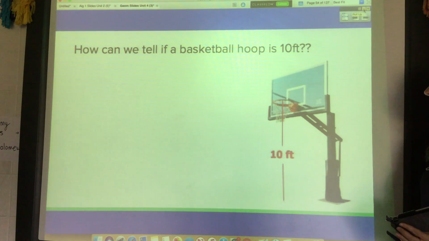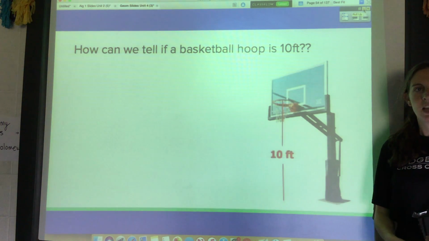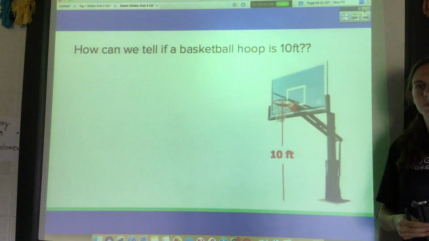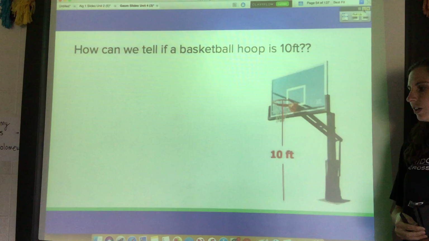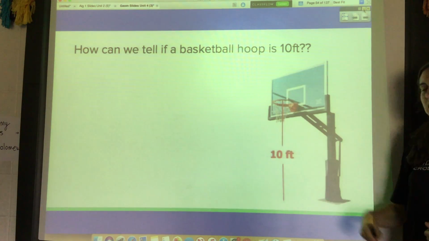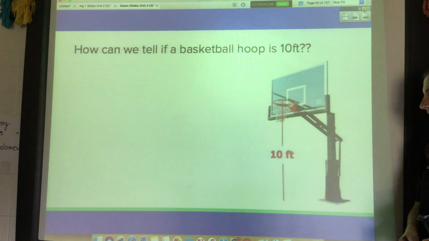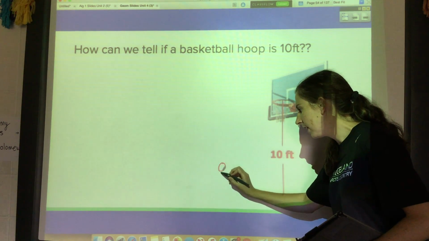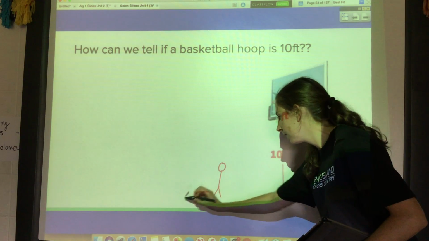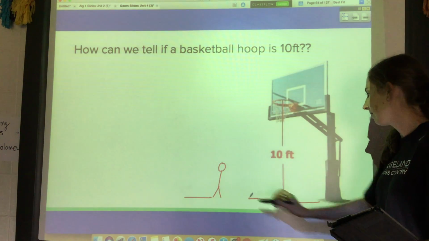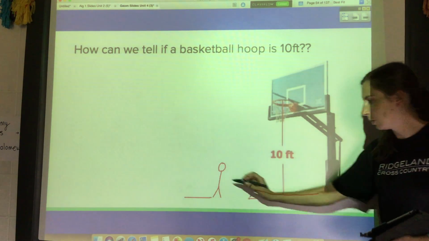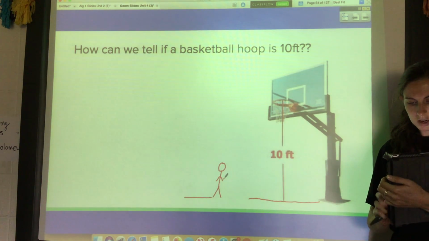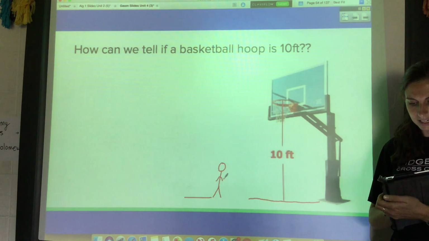Here's one more example. How can we tell if a basketball hoop is 10 feet? On this one, you could probably just reach your yardstick up or reach a tape measure up and see if it's 10 feet. But if you can't reach that high, you could do what we just did, which is measure its shadow and measure your shadow and see. I don't know why I didn't give you arms, sorry. So I'm going to give you some sample measurements here.